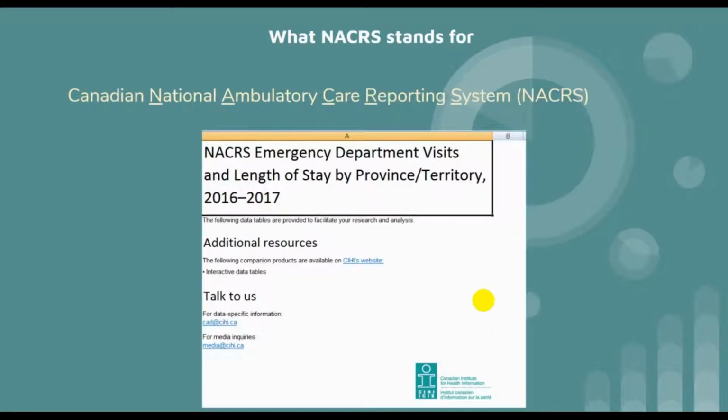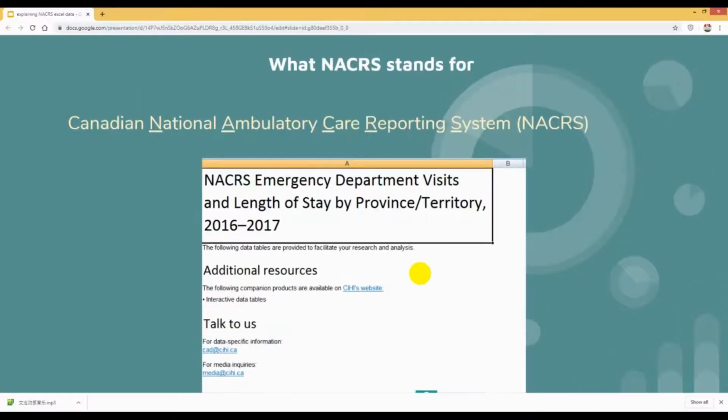So first things first, what does NACRS stand for? It's based on Canada. It's the Canadian National Ambulatory Care Reporting System. The short term is NACRS. And here is a screenshot of what the Excel will look like. Now we switch back to find how to get it.